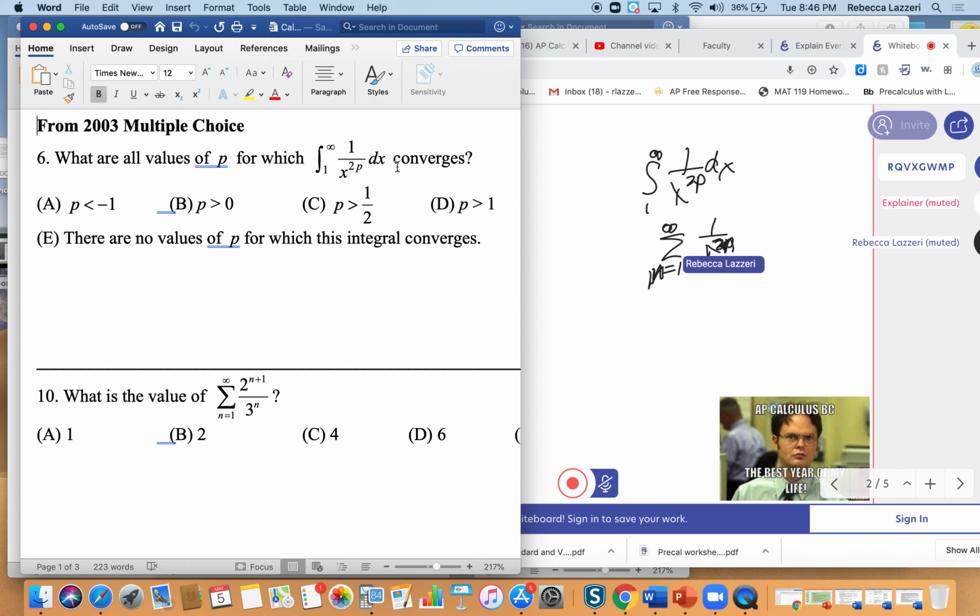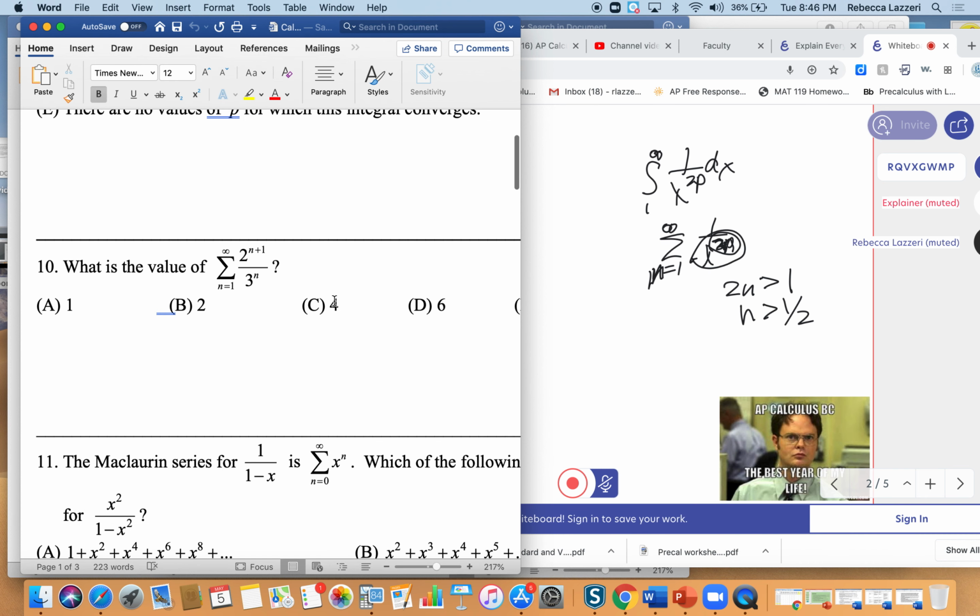Anyway, by the p-series test, this only converges. This is the one where you want it to be big on the bottom to get smaller. So this would have to be greater than 1. And so it would happen when n or p is greater than 1/2. So it'd be answer choice C.